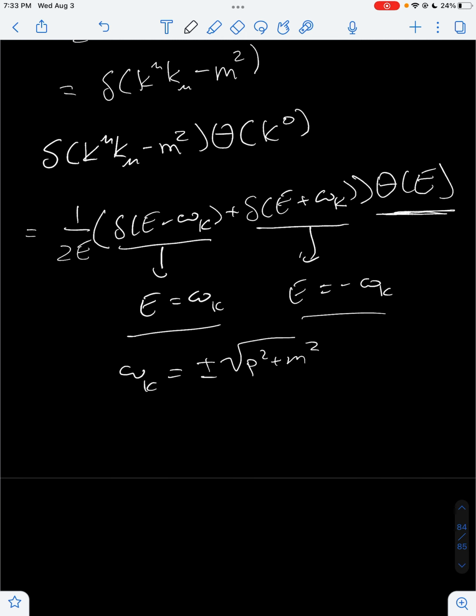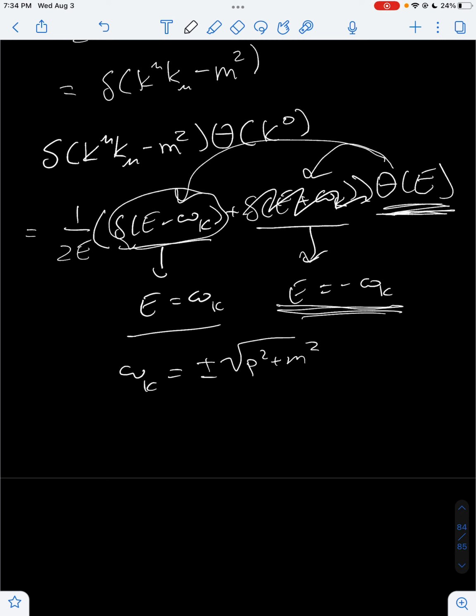Because this term describes e being negative, but our Heaviside function is only non-zero if e is positive. So here e is negative, and when our function goes onto this term, we get 0. When it goes onto this one, we get the same thing, since the function is 1. So basically, this is going to be equal to 1 over 2e times the delta function of e minus omega k times 1, or just the same thing.